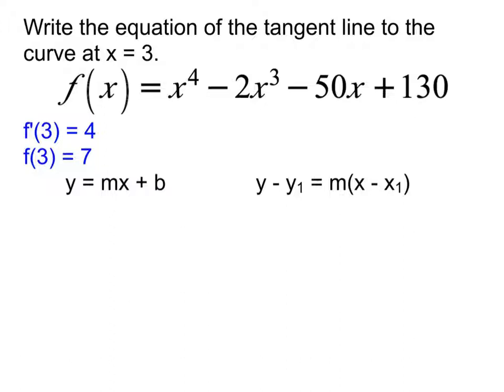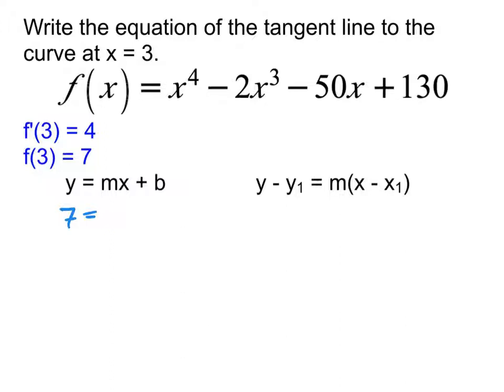The value of y is 7. This is why we went and figured out what f of 3 was, because f of 3 is just the y value that goes with the x-coordinate of 3. And we need to know that in order to be able to write this equation, in order to find out what the y-intercept is.